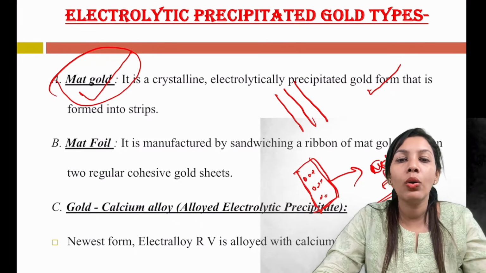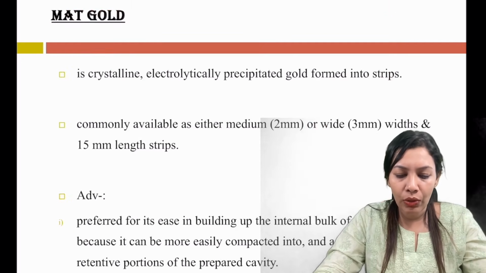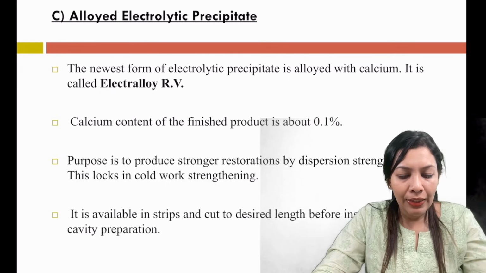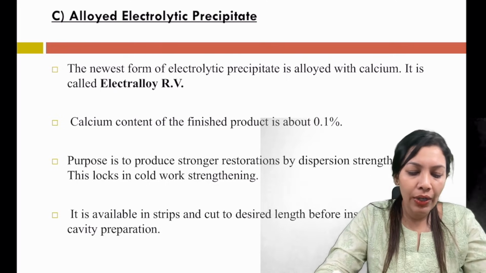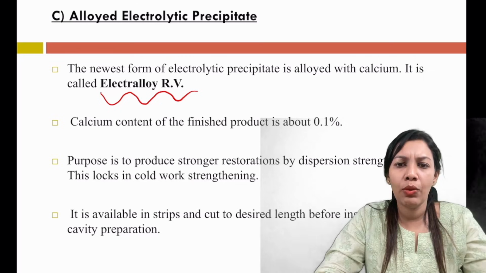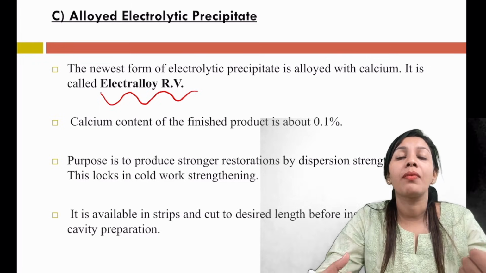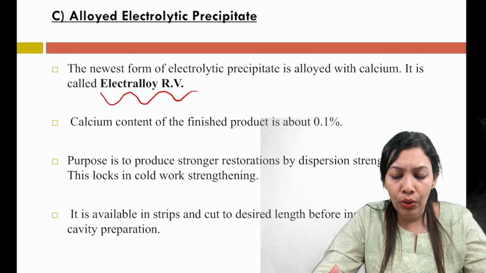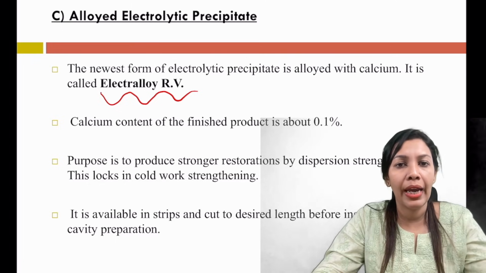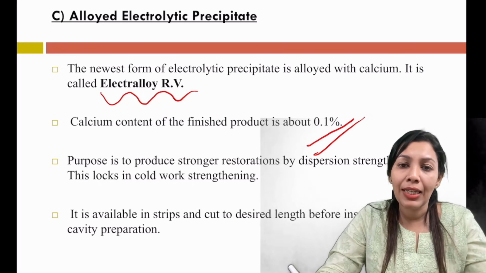Now another is gold calcium alloy. What is gold calcium alloy? Calcium was added to the gold. What is the requirement of adding the calcium? The newest form of electrolytic precipitated alloy is called gold calcium alloy, also called electroalloy. Why was calcium added? Calcium was added to increase the strength of the restoration. The mechanism is dispersion strengthening. How much calcium is added? 0.1 percent calcium is added.